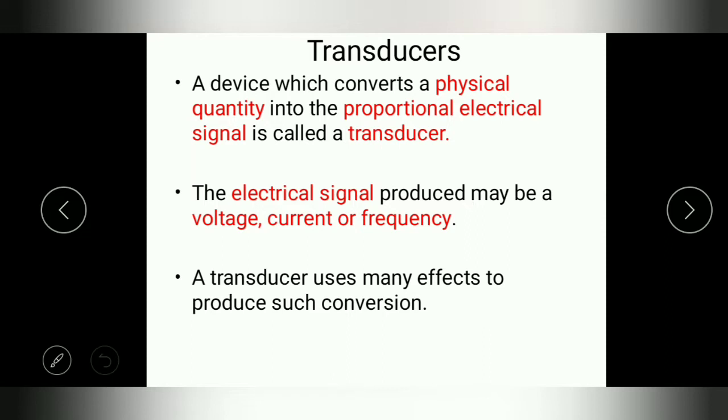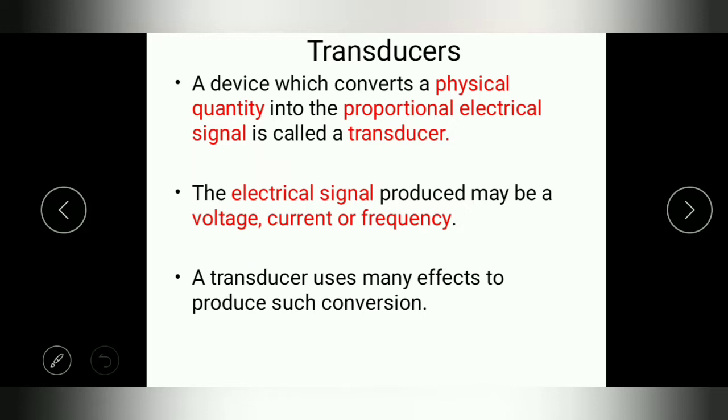So we are discussing the generalized measurement system. What are the different stages of a generalized measurement system? What are the parts of a generalized measurement system? We already covered the generalized measurement system. Then we covered the static characteristics of instruments. And we also studied one type of transducer which is commonly used for engineering purposes, that is the LVDT or linear variable differential transformer. So in this section we will discuss transducers.